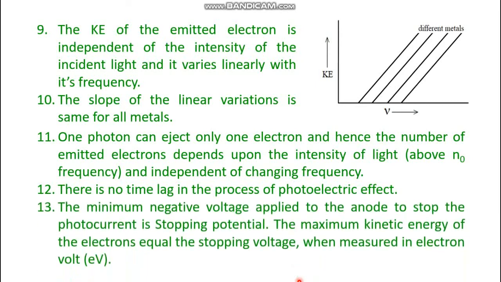The minimum negative voltage applied to the anode to stop the photocurrent is the stopping potential. This is another terminology, stopping potential, because the electrons are moving after getting dislodged with the help of the photon. Now you can stop the movement of that electron flow. The minimum negative voltage is known as the stopping potential, and the maximum kinetic energy of the electrons is equal to the stopping potential, because both have to be the same.